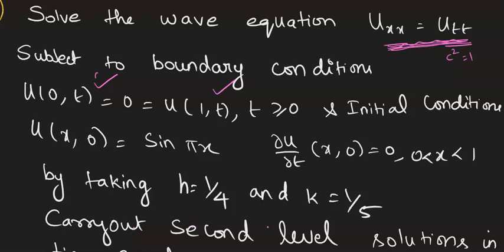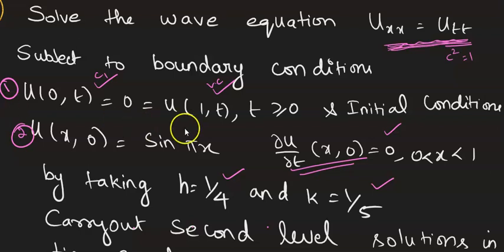Which implies the first column, that is the x0 column, is 0 and the last column values are again 0. So this is the boundary condition. And they have given the initial condition u of x comma 0 as sine pi x, and the condition del u by del t of x comma 0 is equal to 0 will give a specific value, which I will mention. And now they have given h is 1 by 4 and k is 1 by 5. So these are the things given in the question.